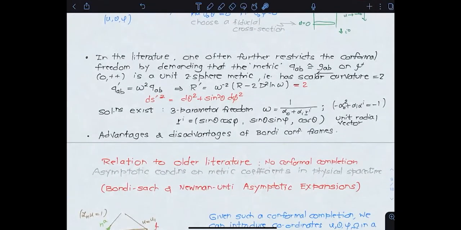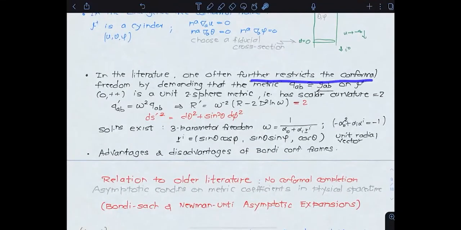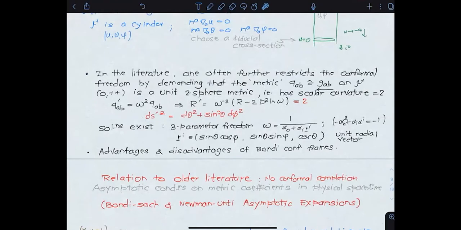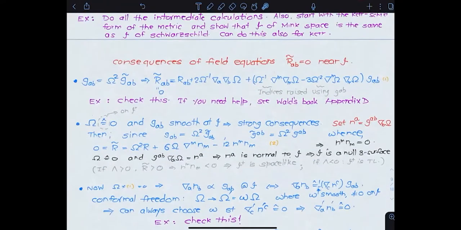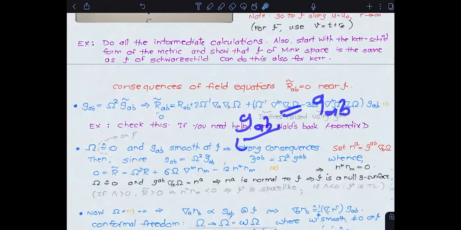Now in the literature, one often further restricts the conformal freedom. So I got this omega, and now I got ln of omega equal to 0. Most of our discussion will not do that, but occasionally to make contact with the literature, we'll do that. One further restricts the conformal freedom by demanding something about the metric that you will get, which is just the pullback of the space-time metric on sky. I got here a space-time metric g_ab, and I got sky as a boundary. And I can restrict this metric to sky. That is called the pullback, and the pullback of the metric to sky is what is being called here q_ab.